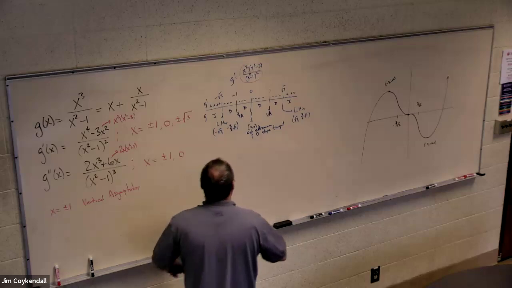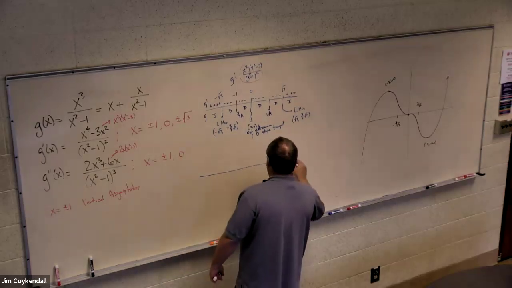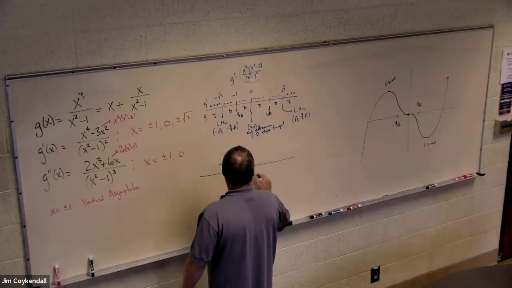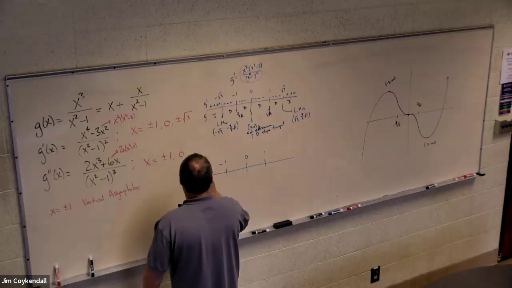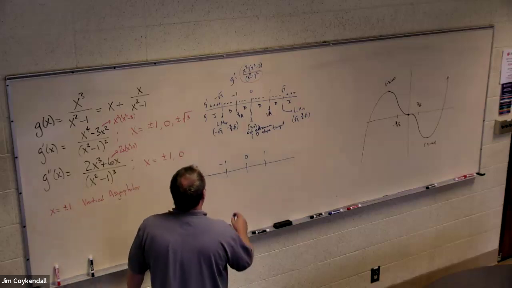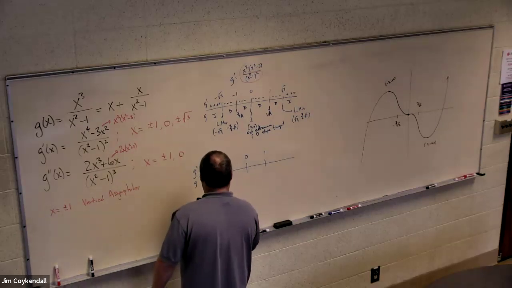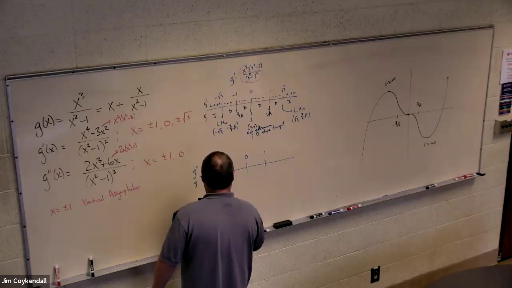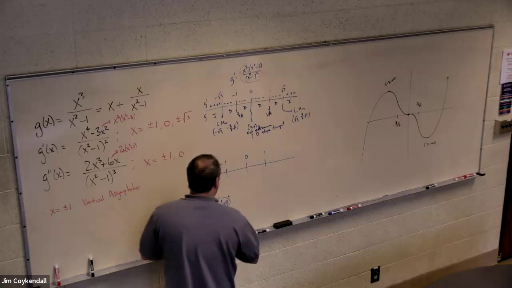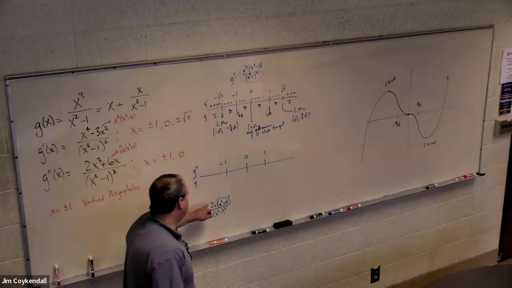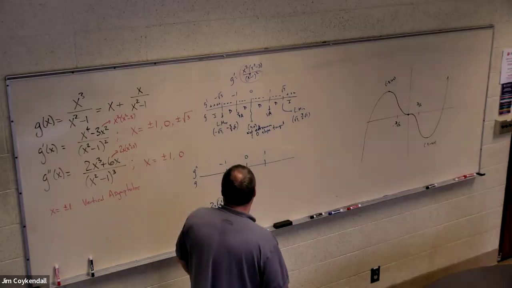While we're at it, let's do the second derivative. Of course, we're going to have fewer points here. 0, minus 1, 1. Notice that this is 2x times x squared plus 3 over x squared minus 1 cubed. And notice this time, this piece is always positive. The other can be positive or negative, but this piece is always positive.